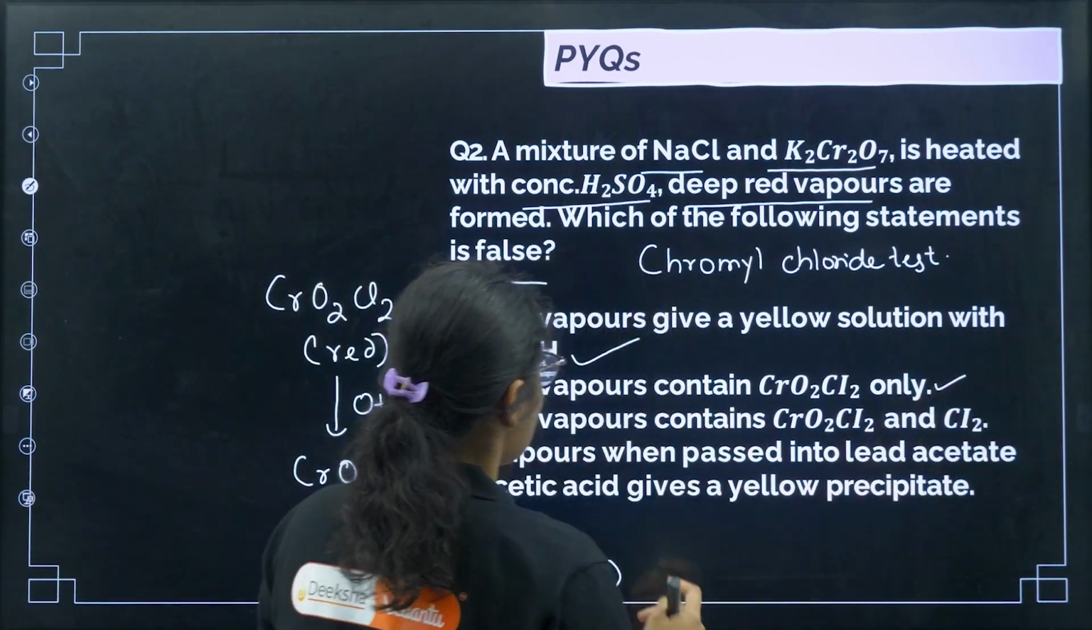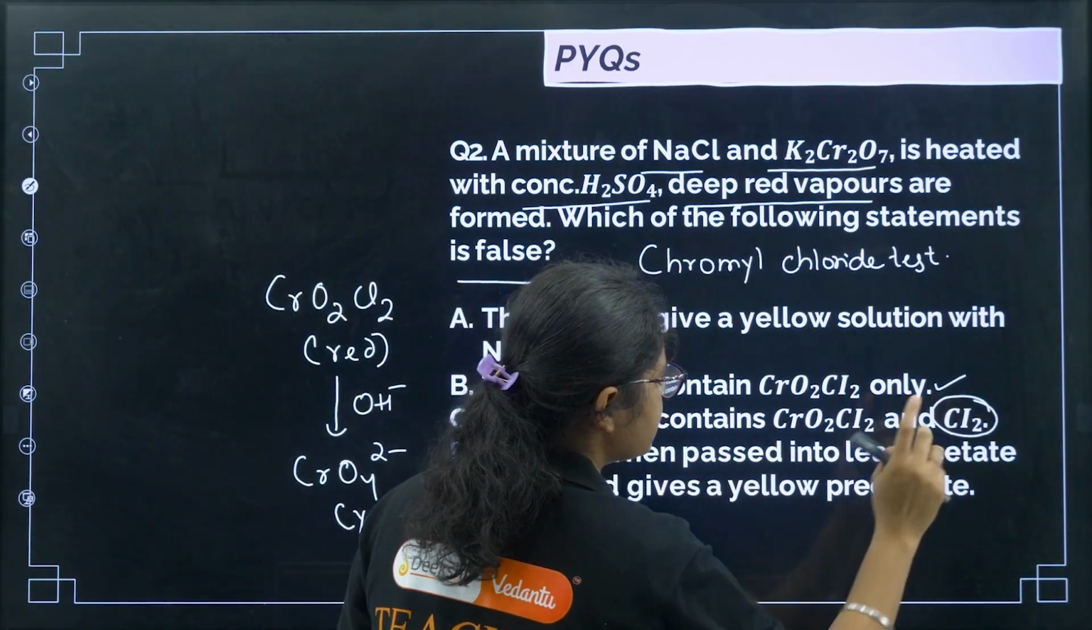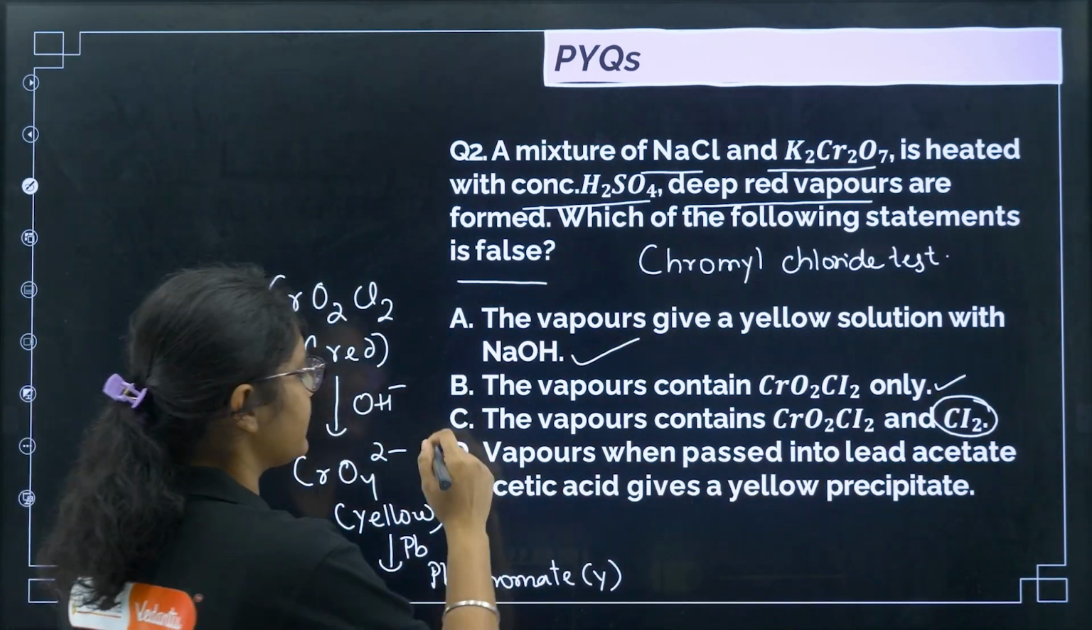Yes, that is also correct. The vapor contains CrO2 and Cl2. There is no presence of Cl2 vapors here. So the incorrect statement is this one.